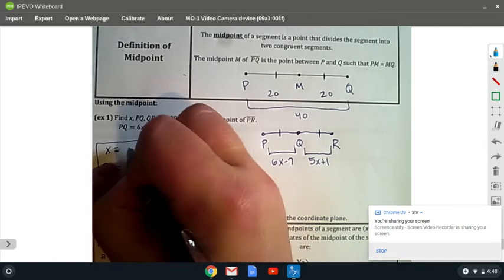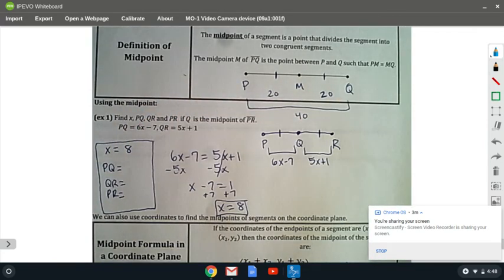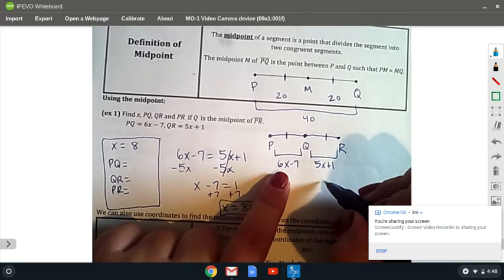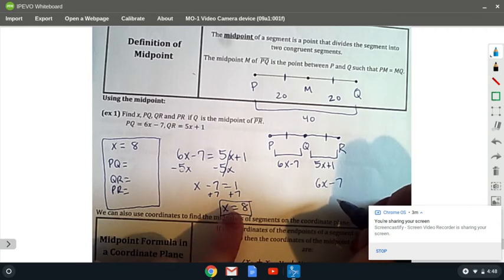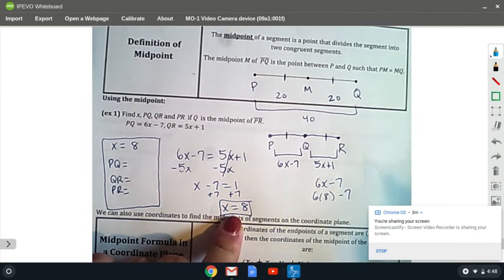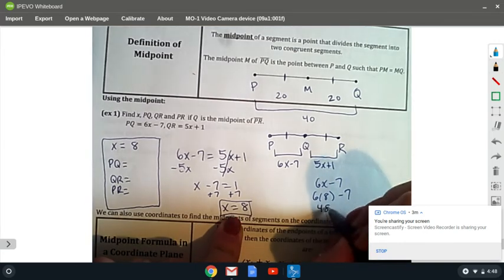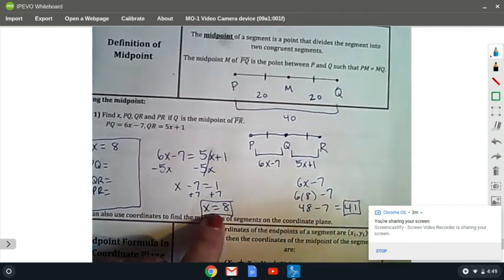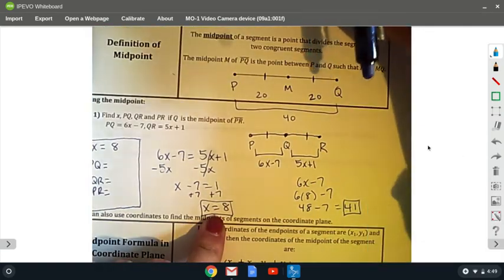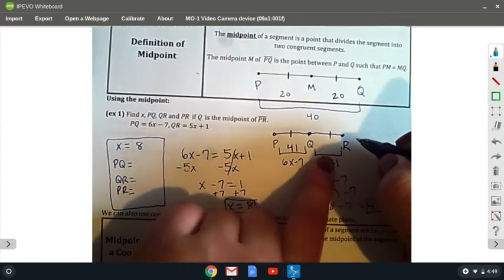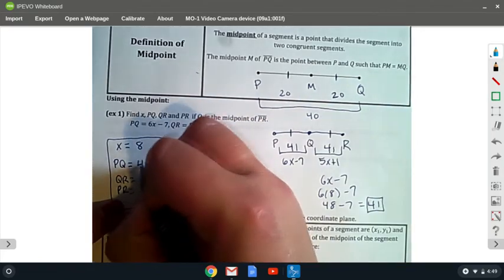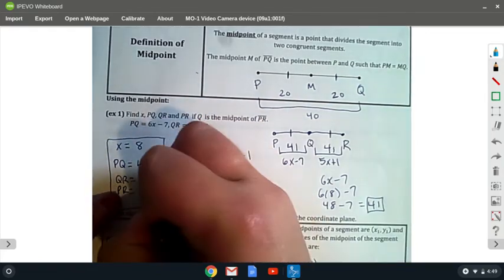Now, I've solved that x is 8. I'm not done. I've got to find PQ, QR, and PR. So PQ is 6x minus 7. So I'm going to go ahead and just plug this 8 in. So I need 6 times 8 minus 7. 6 times 8 is 48. Minus 7 gives us 41. If that is equal to 41, that means that this also has to be 41 because they are congruent. So PQ is 41, QR is 41.